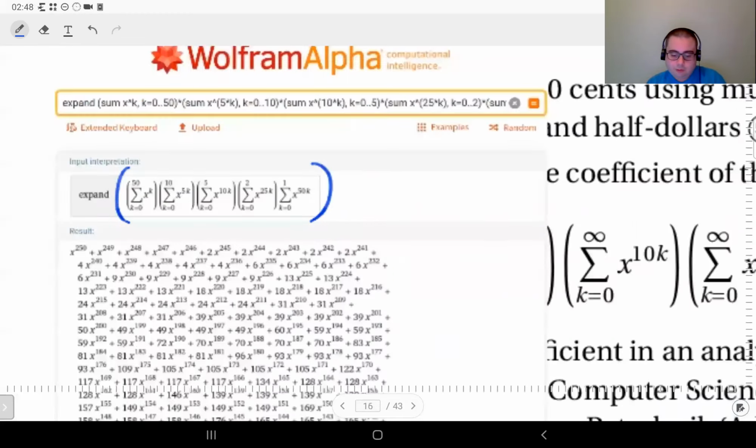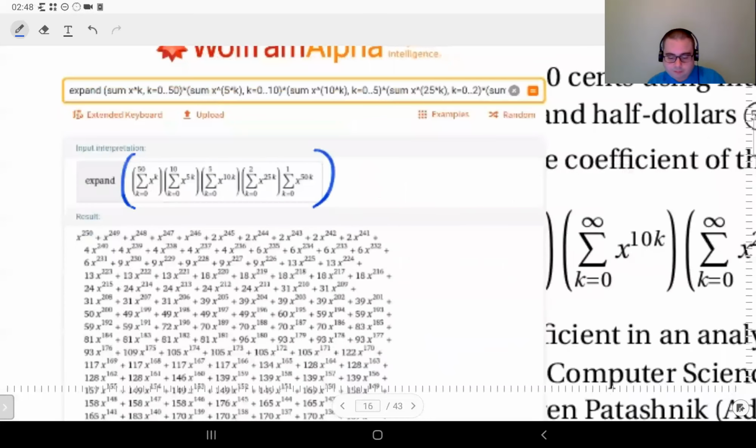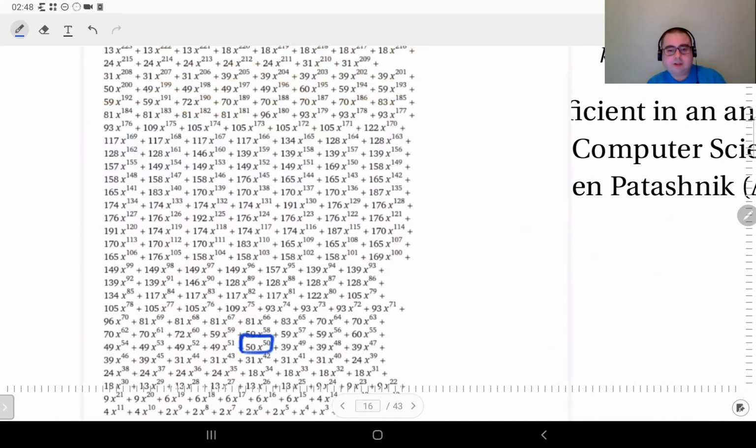And when you look at the coefficient of x to the power 50, you see that it is 50. So there are 50 ways to construct 50 cents using ones, fives, tens, 25s, and 50s. So this is one way to do this. It's not very elegant, let's say, because, well, this is not really an analytical way to do this, but this result shows something else to us.